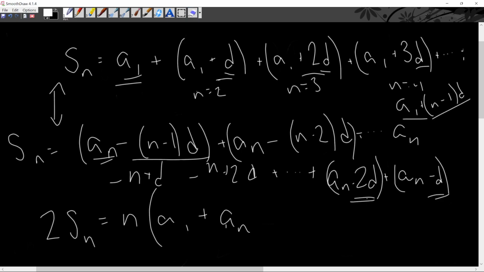So we're left with only n times a sub 1 plus a sub n, and then we just divide both sides by 2, and we say that s sub n is equal to n times a sub 1 plus a sub n over 2, right? And yeah, pretty okay, I would say.